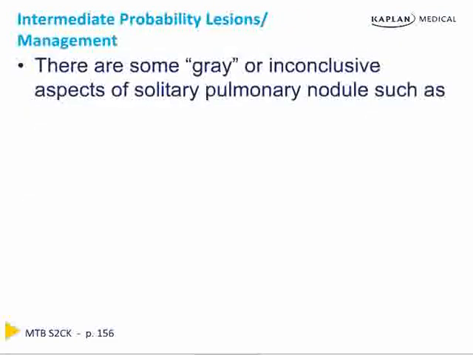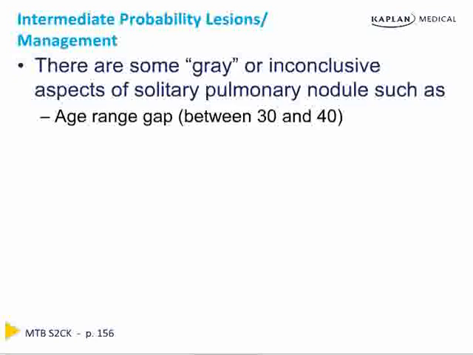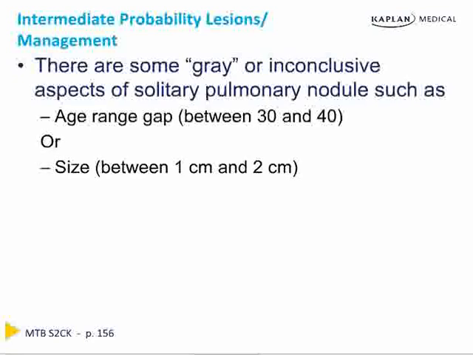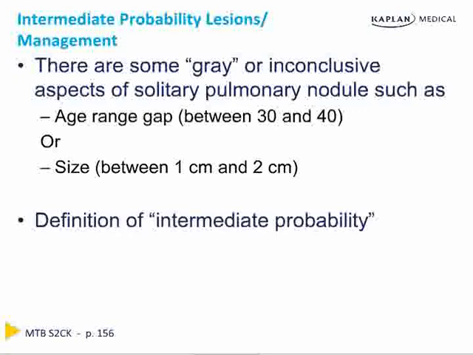Where the management of a solitary pulmonary nodule becomes more difficult is in the situation of an intermediate or gray area lesion. These have some inconclusive aspects with regard to whether they are benign or malignant. For example, a patient with an age range in that gap between 30 and 40. It's tough to decide whether they're more likely to be benign or malignant. Likewise, the size between 1 or 2 centimeters is also tough to figure out. So, we define these patients as intermediate probability.